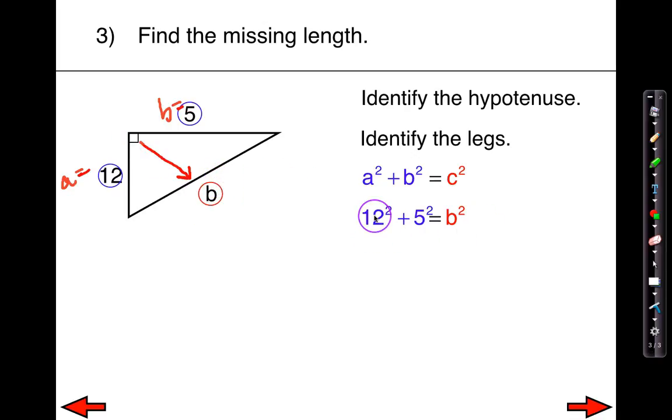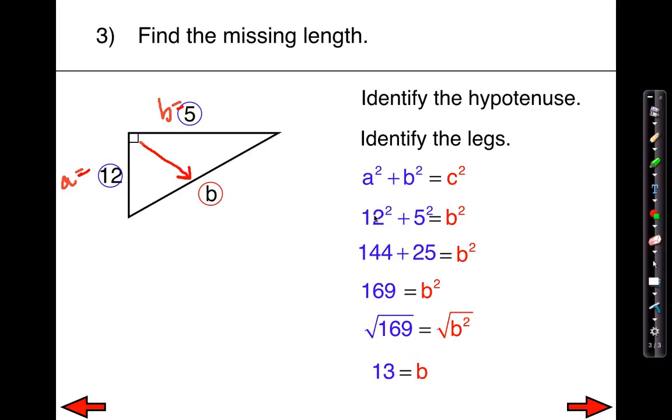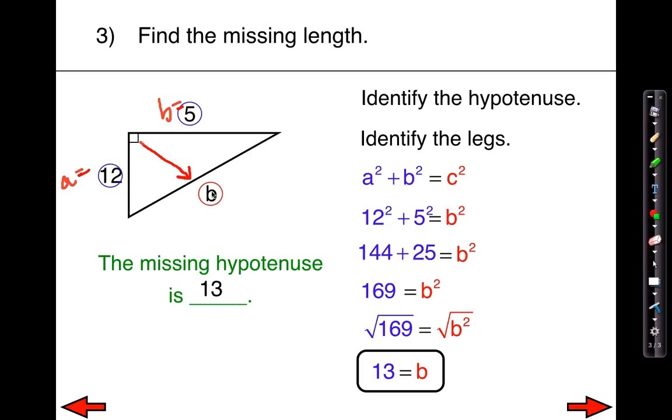So here 12 squared is 144, 5 squared is 25. That's going to equal b squared. 144 plus 25 is 169. So if this equals b squared, we're going to take the square root of both sides and be left with 13 equals b. So b is the hypotenuse. So I'm going to say the missing hypotenuse is 13.